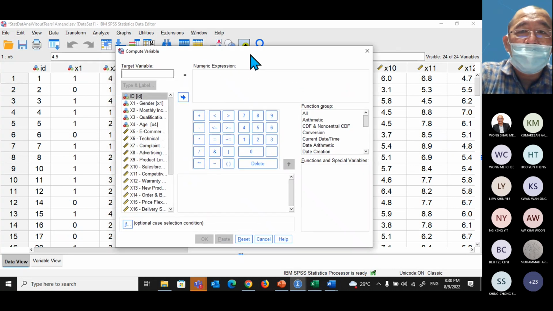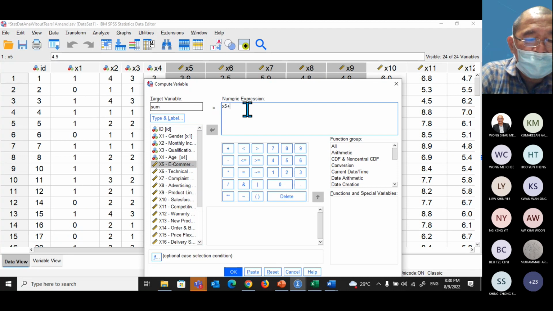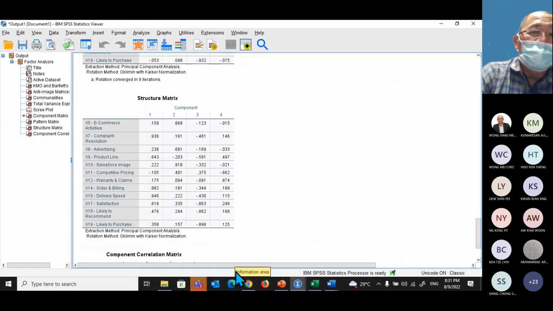So you combine x5 until x9 together. Let's say you create a new variable called sum, and then x5 plus x6 plus x7 plus x8 plus x9. By using this procedure, you will get one variable called sum. For the rest, you listen also, because we are going to see this in the following slides, either today or tomorrow.